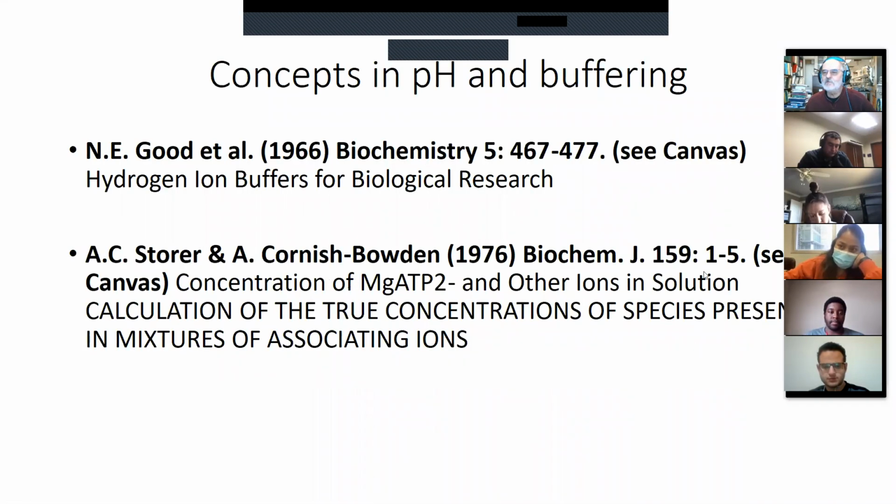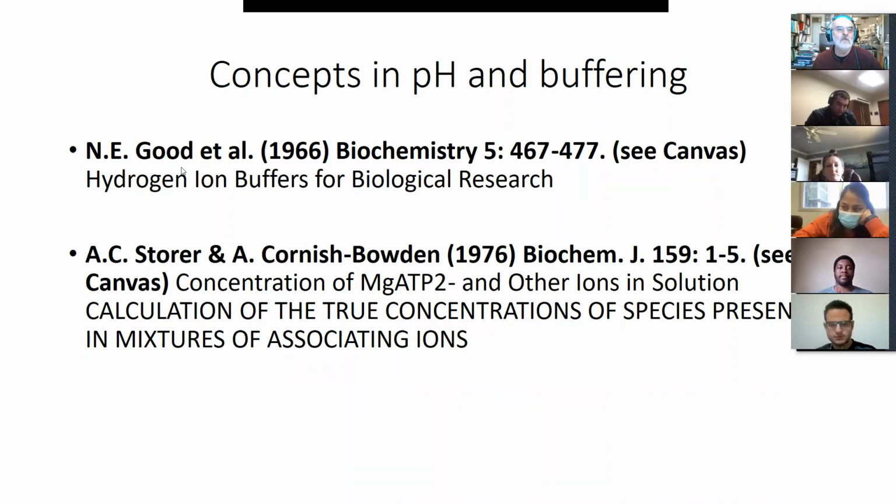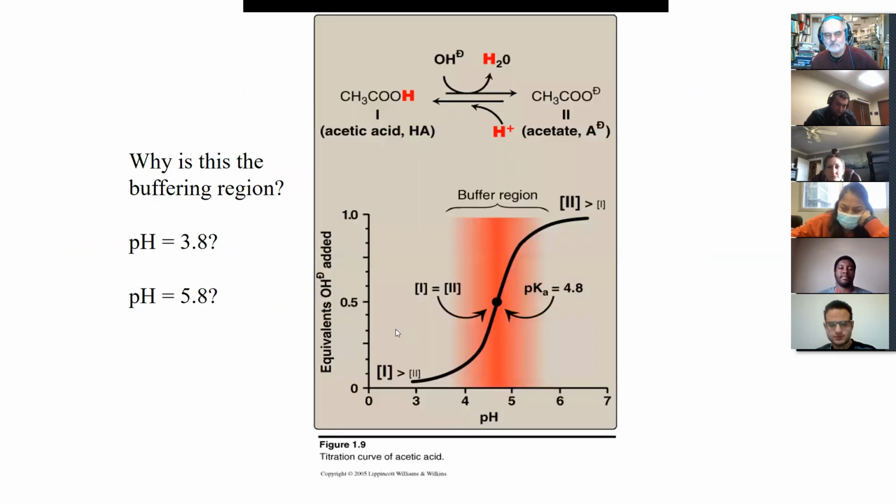So these are the 2 papers that we're going to talk about. Let's get this off to the side a little bit. This paper by Good. I will refer to this as Good's buffers because the paper is about hydrogen ion buffers for biology. And then this paper by Storer, Cornish, Bowden, which has something to do with magnesium ATP, and I'll give you that context in a second.